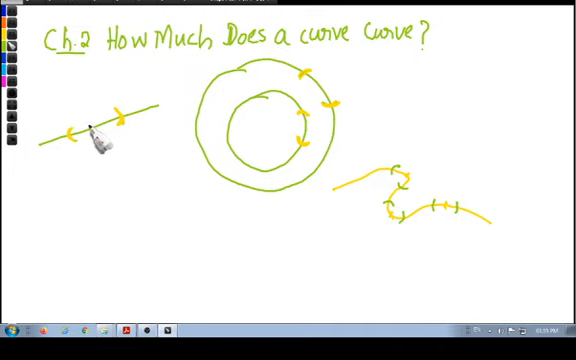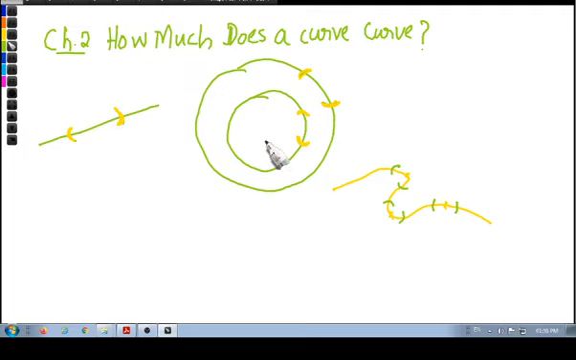So for example, to get some motivation, look at a straight line. Does this curve? No. So if a curve curves, then we assign a numerical quantity to that which measures how much it curves. That is going to be called curvature. Since straight lines do not curve, the curvature of a straight line must be equal to 0.